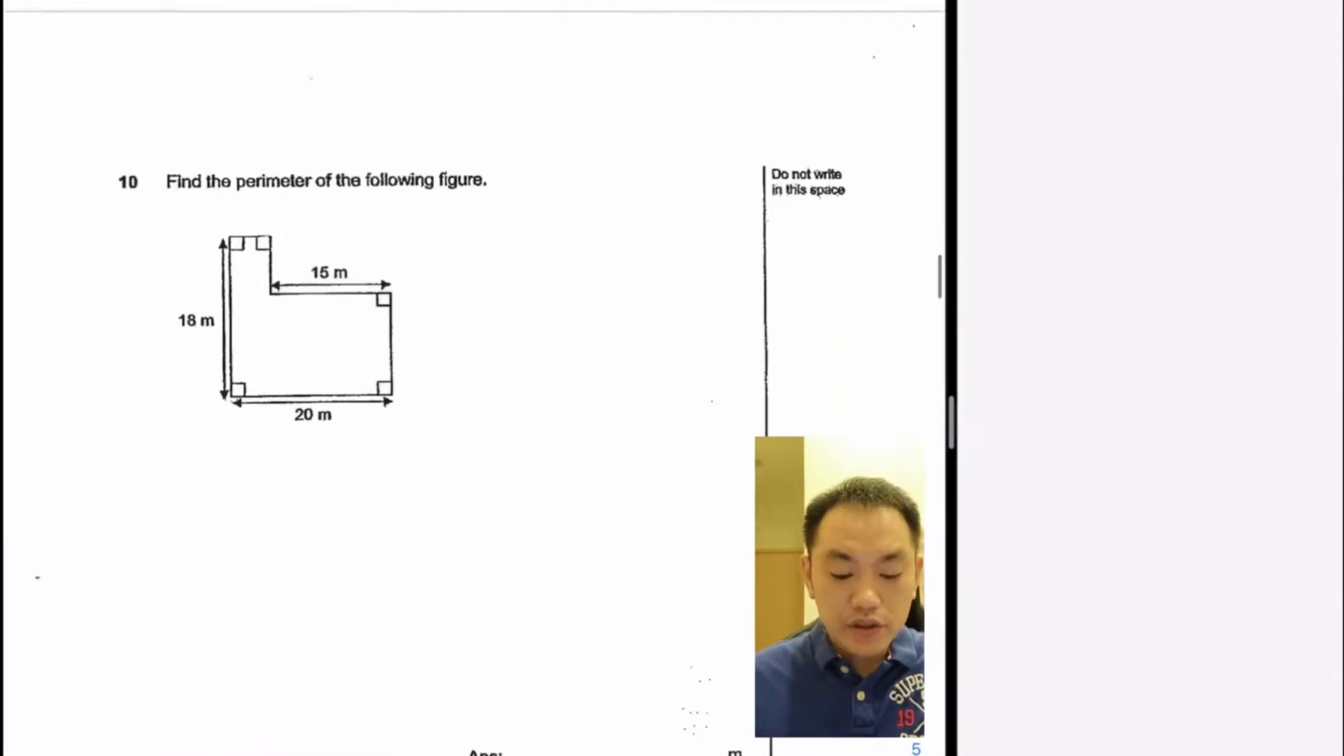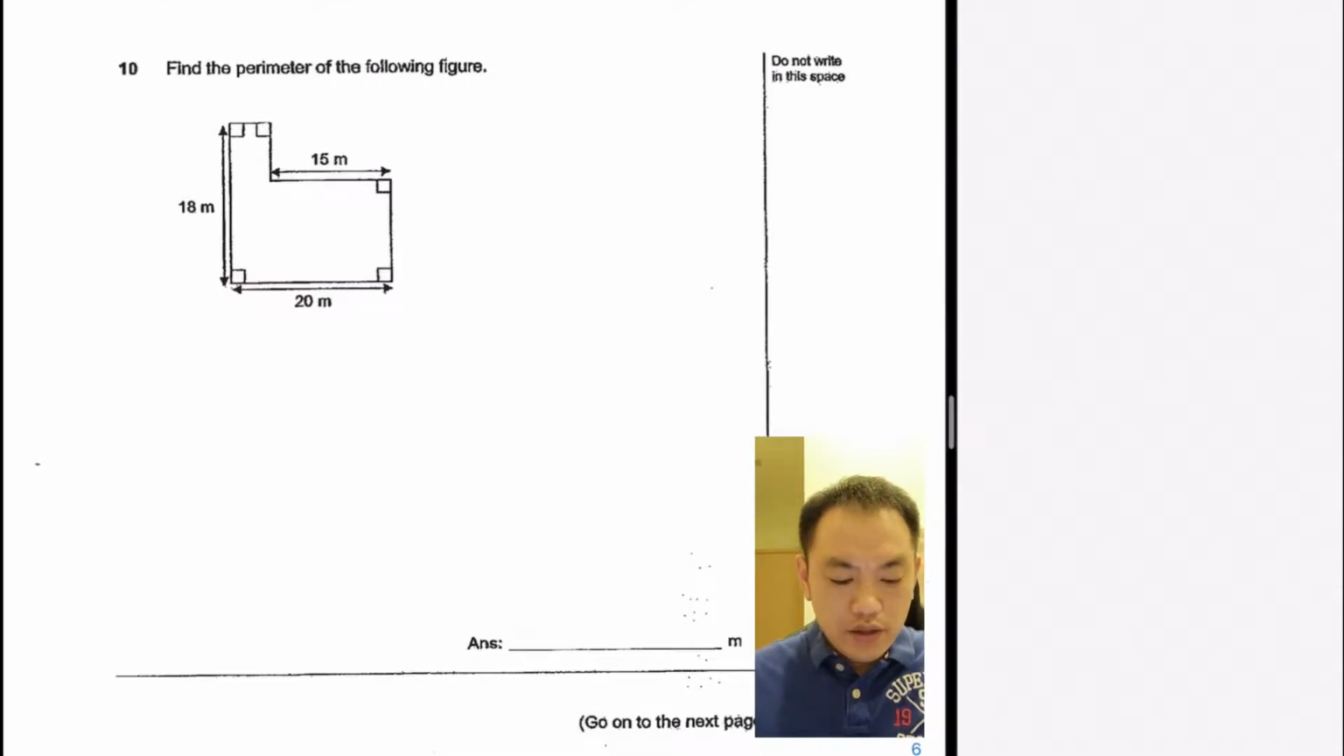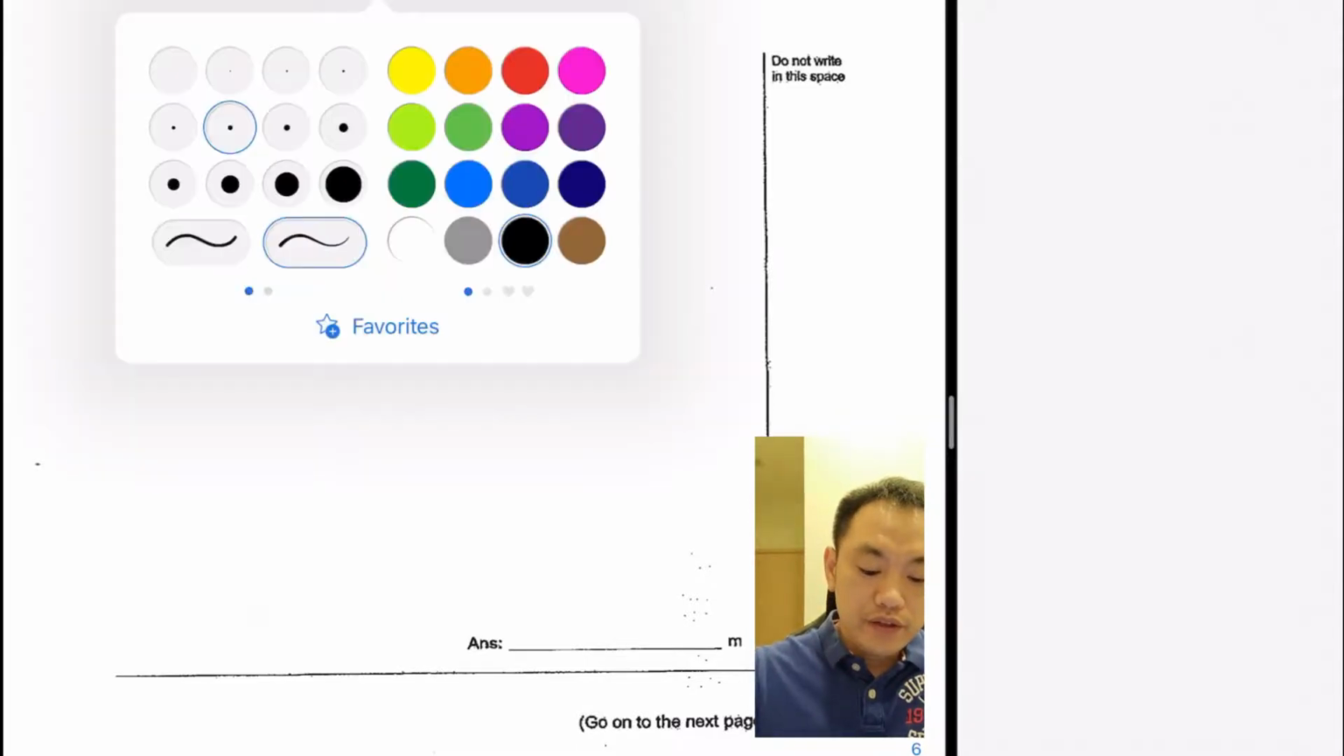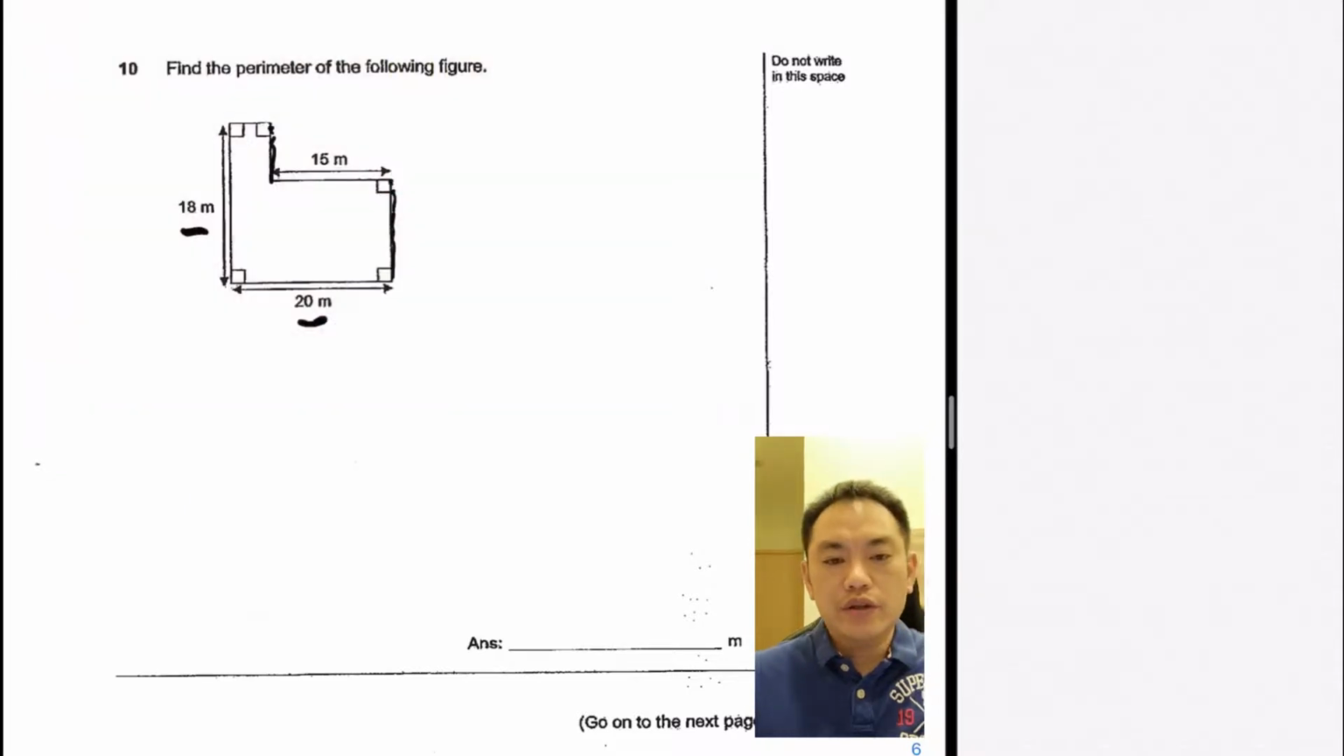Okay, question 10. Find the perimeter of the following figure. You need to find the perimeter, but you don't have all the clues here, because this side is 18 meters, this side is 20 meters, and you know this is 15, but this is missing. You don't know what that is, and you also won't be able to tell what this is. But there's another way of trying to find the perimeter.